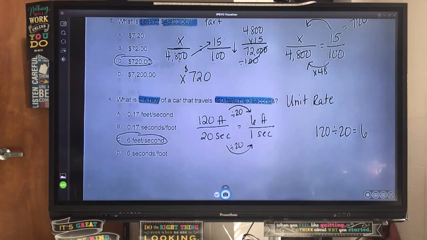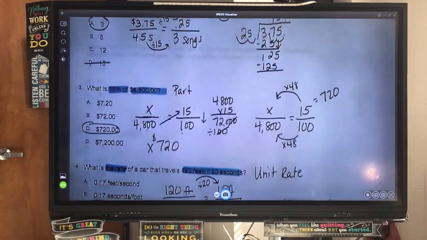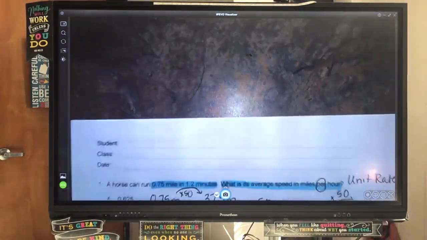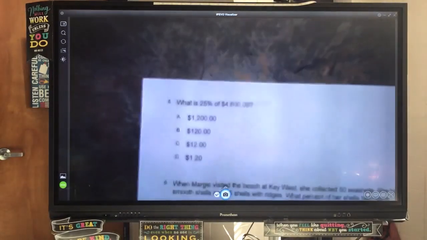I mean, you got lucky with that one, but your unit rate has to be whatever you're looking for set to that one, alright? I would prefer you not to do that, but if it works for you every time, then you can do whatever you want. I'm not one of those teachers, you gotta do it one way or the other. Just make sure you understand. Alright, let's go ahead and move on to the next question.